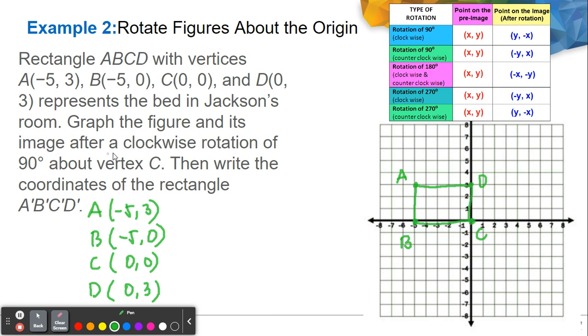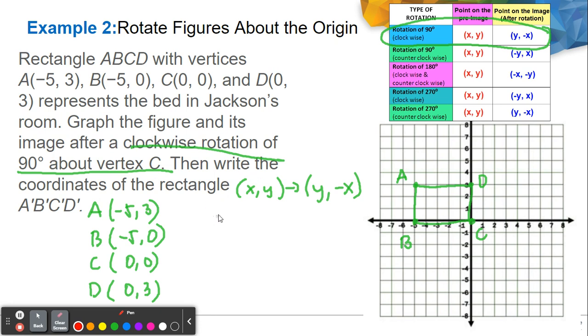Now we are going to rotate this one in a clockwise rotation of 90 degrees about vertex C. So let's go back to our rule. For a 90-degree clockwise rotation, this is our coordinate notation: we have y and then the opposite of x. So let's list down first our coordinates so that it will be easy for us to rotate. So A prime will be y, this is x, this is y, remember. So y will be 3, and then the opposite of x here, which is -5, so it will become +5. So our A prime is (3, 5).